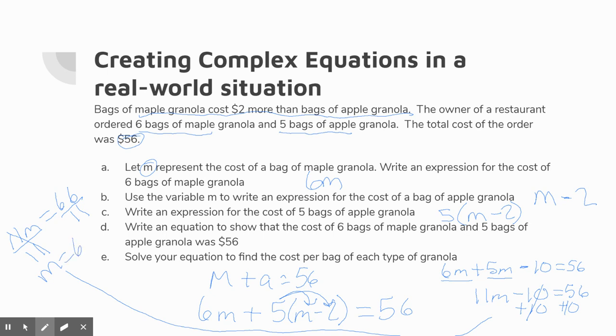So maple granola costs $6. And I know that maple granola costs $2 more than apple granola. So $6 is $2 more than apple granola. So 6 minus 2 is going to be $4. Okay? So we see that. So that's how we're creating complex equations. We're breaking down the information we have given the context and variables that they ask us to use, and we're creating the parts of the equation, and then we put it all together to solve.